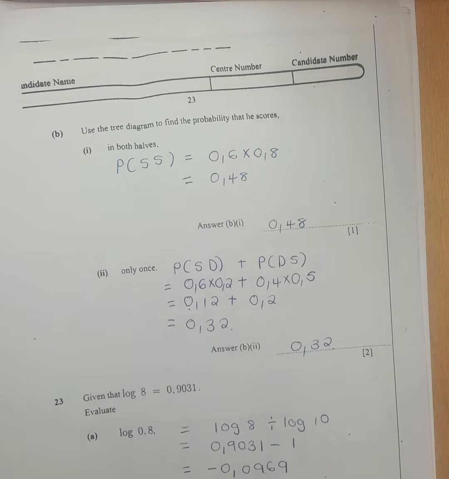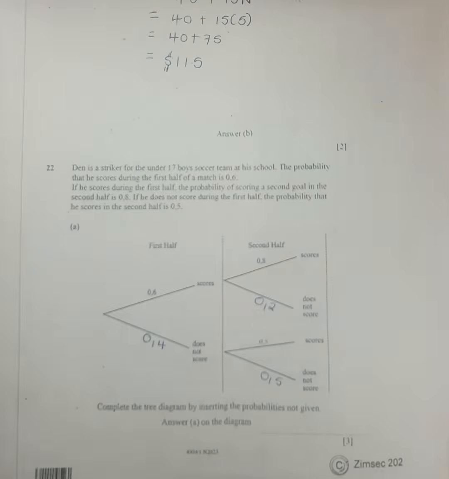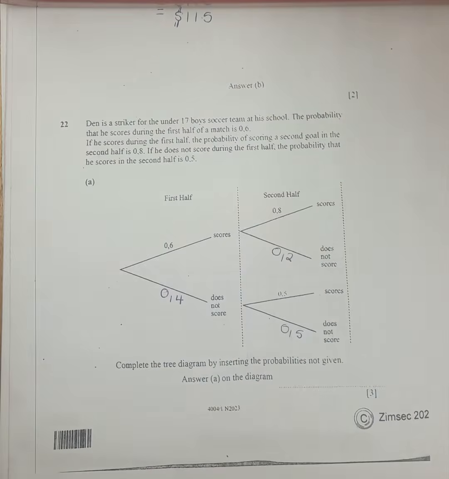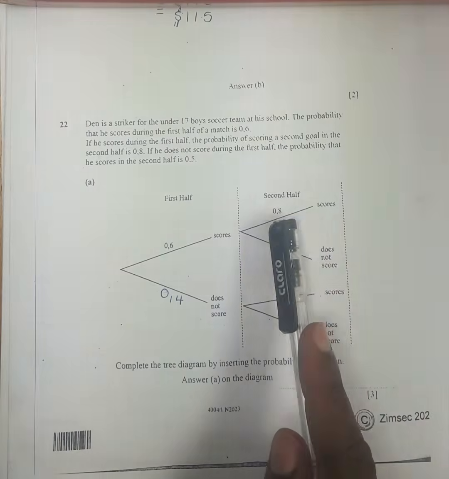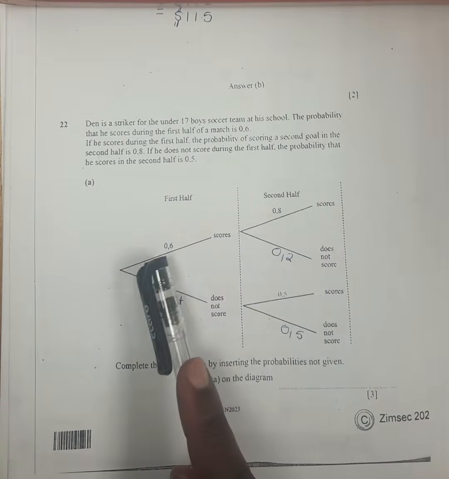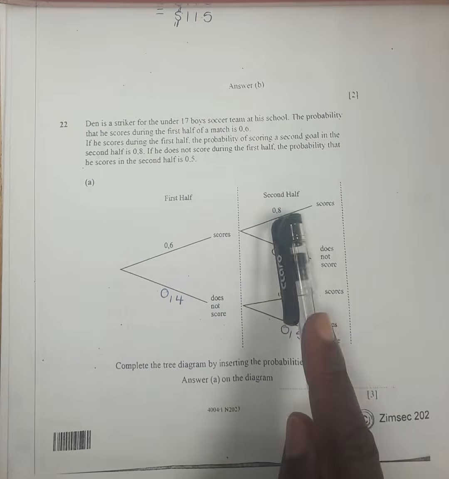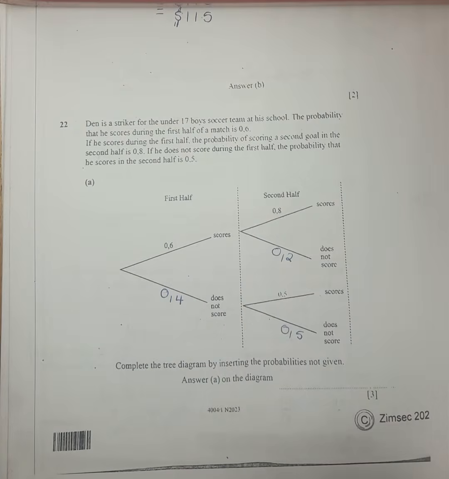And then on part B, it is saying use the tree diagram to find the probability that he scores in both halves. So what we need to do is check on our probability diagram where we are having shooting and shooting again. So it's scoring and scoring again. Scoring in the first half is 0.6, scoring in the second half is 0.8. So we are going to say 0.6 times 0.8 to get our probability, which is 0.48.